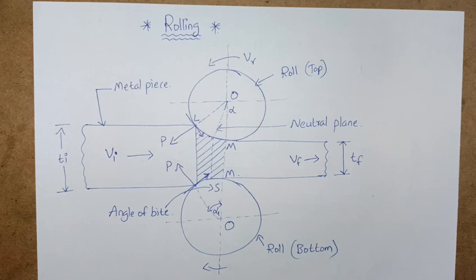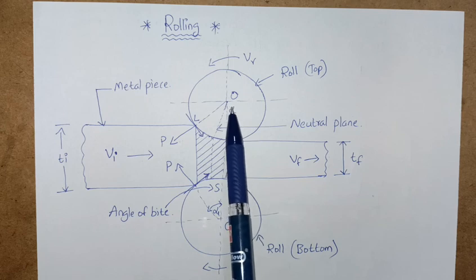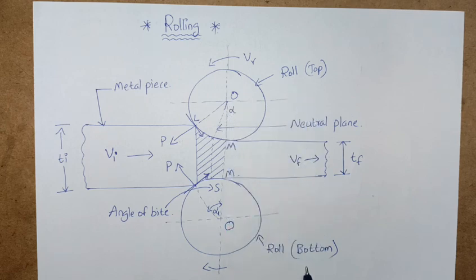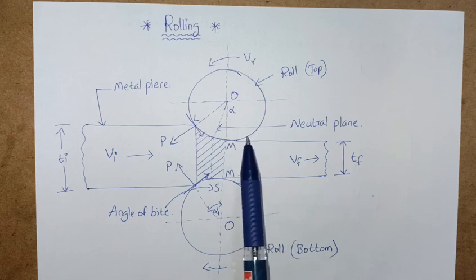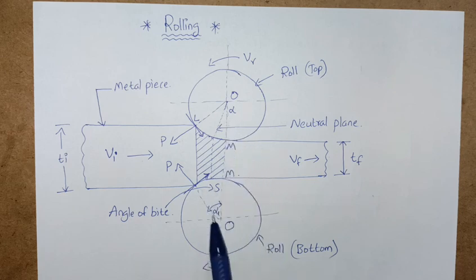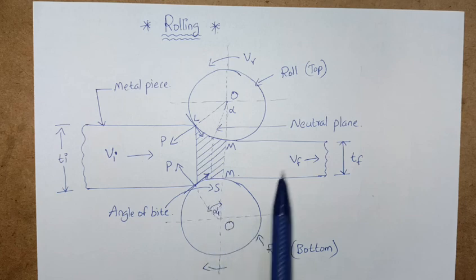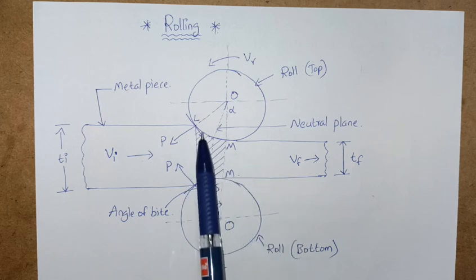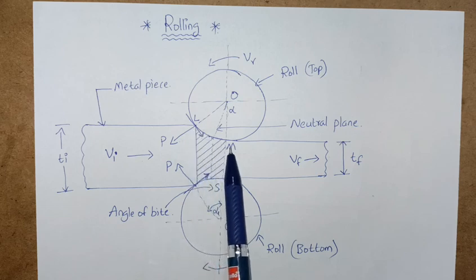Rolling is a forming operation on cylindrical rolls wherein the cross-sectional area of a bar or plate is reduced with a corresponding increase in length. These are the two rolls: this is the top roll and this is the bottom roll. What is happening here? The rolls are in contact with the passing metal over a sufficient distance represented by the arc L and M. You can see L and M is the arc.